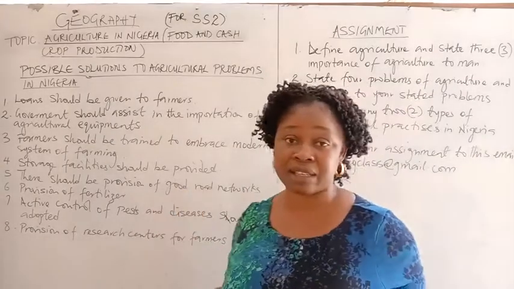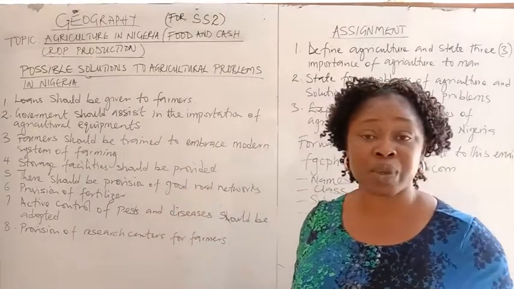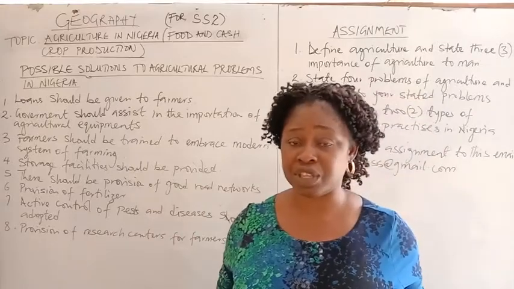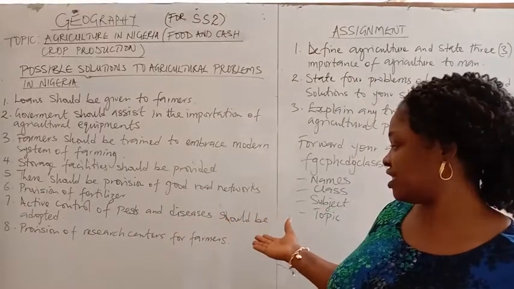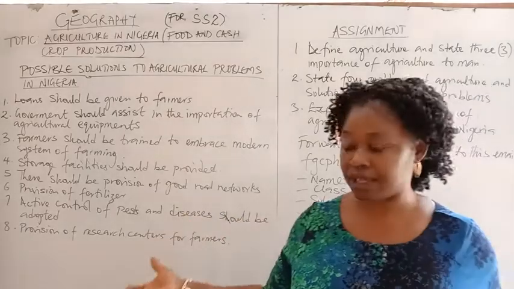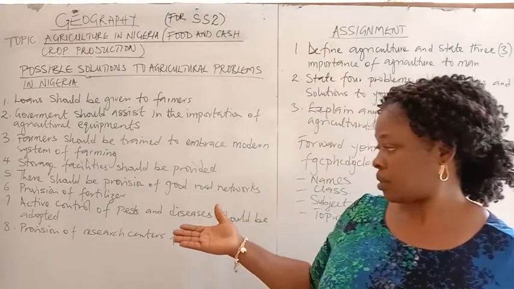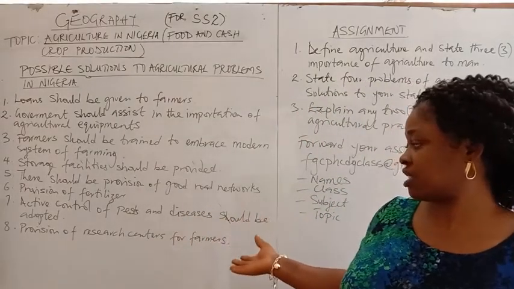Provision of fertilizers, especially for lands where nutrients are not sufficient. Active control of pests and diseases should be adopted. Provision of research centers for farmers.